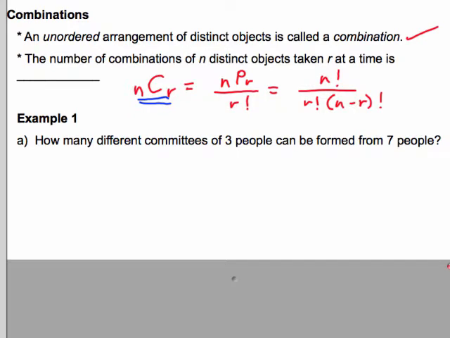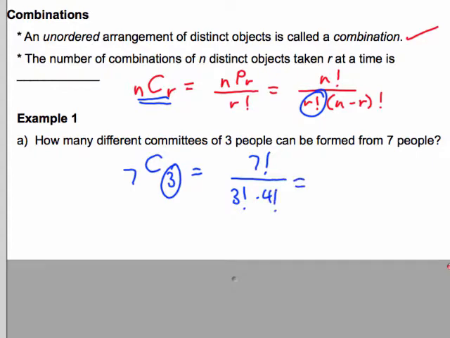So some examples with combinations. We want to know how many different committees of 3 people we can form from a choice of 7 people. Now the main thing here is that you've got to consider whether the order matters in this situation or it doesn't matter. And because we just want 3 people, we don't care about who's picked first, second, and third. This is a combination. So this is 7 choose 3. And so that's 7 factorial over 3 factorial, this is our r, remember, times 7 minus 3, which is 4 factorial. And you can work that out, and that works out to 35.